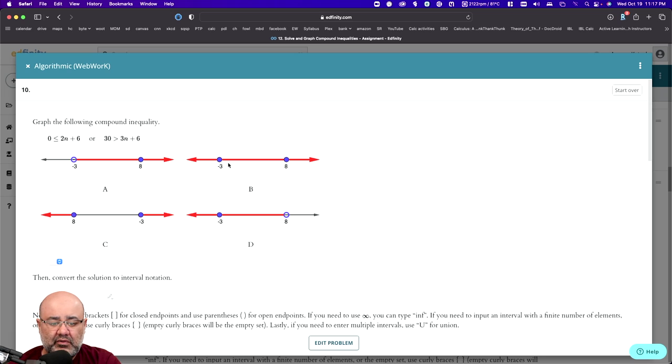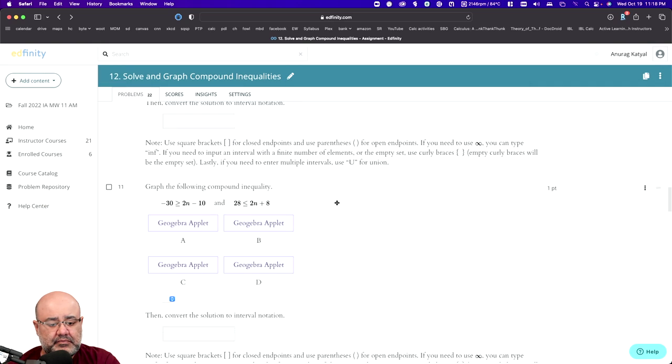Now, it would be a lot easier if we just didn't have these numbers here, but I think that is what's causing the confusion. Let's look at the next one.